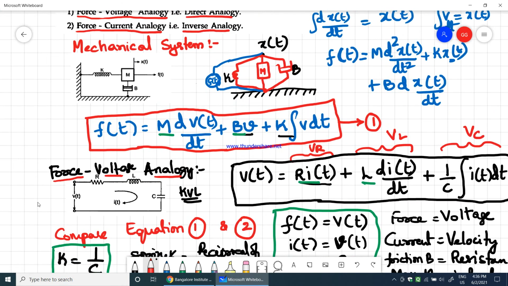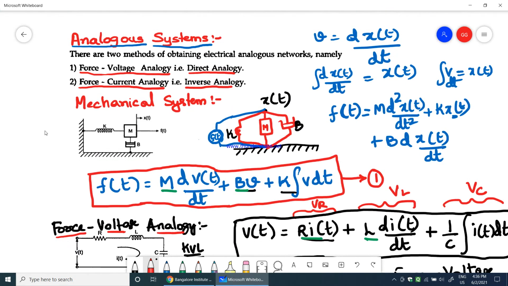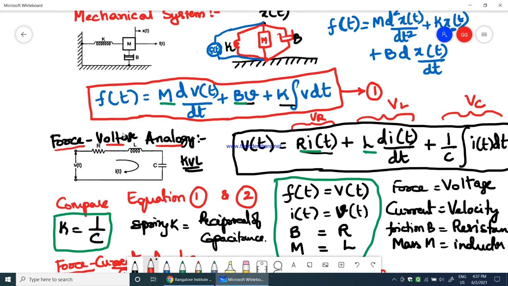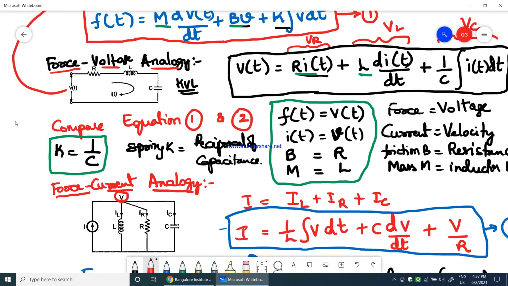Now, which would be the analogous network or the analogous system for this mechanical system? If they ask you to write for force voltage analogous network, this would be the force voltage analogy, which is analogous to this particular mechanical system. Similarly, if they ask you to write force current, then this would be the circuit which is analogous to the given mechanical system.